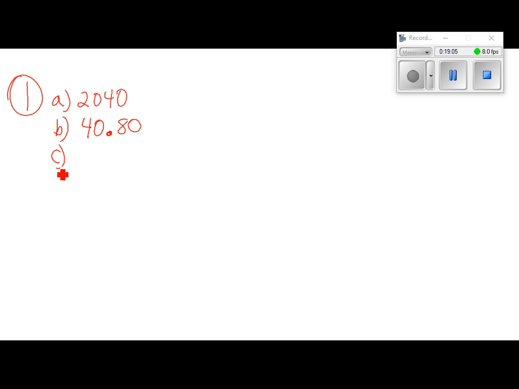Then what you're going to do with that is take this and add it to that, the original amount. So what's that give us for letter C? How much does she have in the account now? $2,080.80. That's letter C.